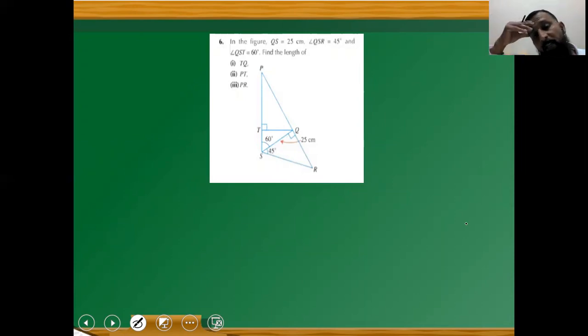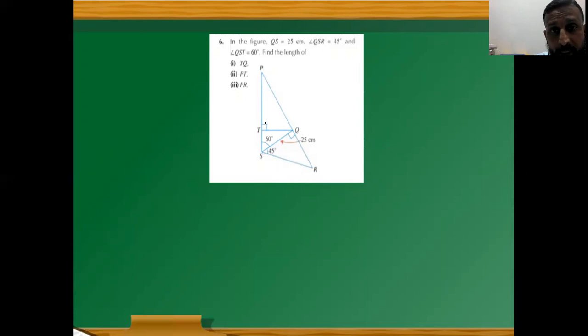So what they have done, they have divided into 3 triangles, and all the 3 triangles are right angle triangles because they all contain a 90-degree angle in it. Can you see this 90-degree angle at T? There is another over here, and at Q also there is a 90-degree angle. So all these 3 small triangles are right angle triangles.